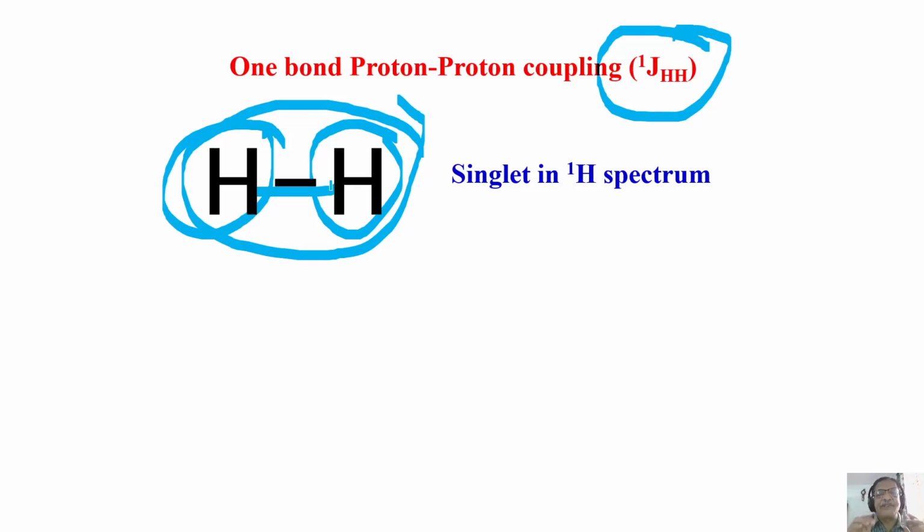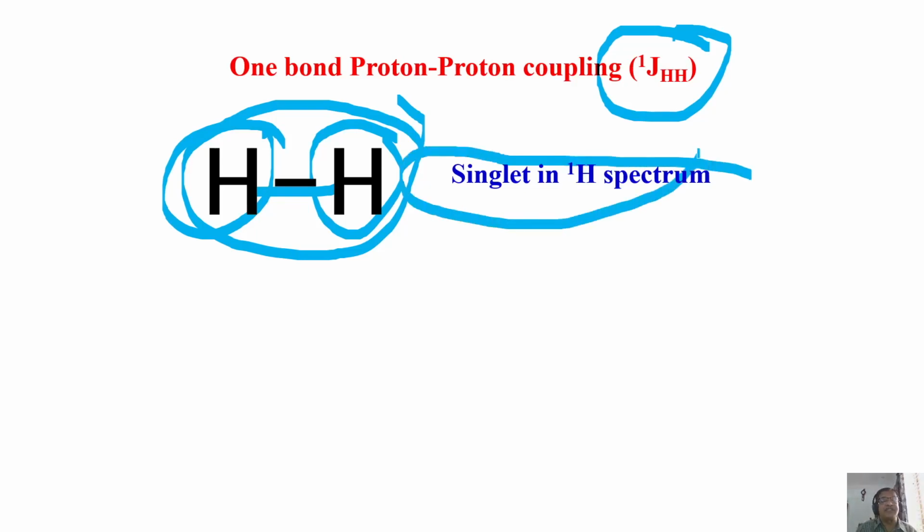Because in an equivalent spin system, I have been telling you again and again, couplings are not reflected in the spectrum. Nevertheless, we know how to measure the coupling for such a spin system. Next class, I will discuss more about those things.